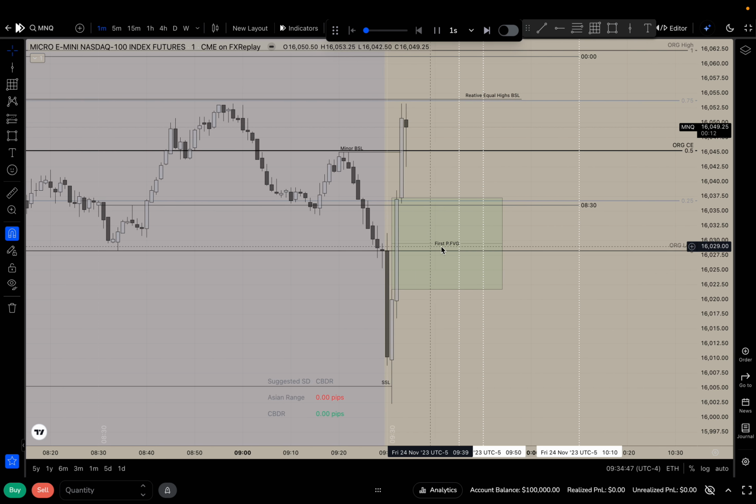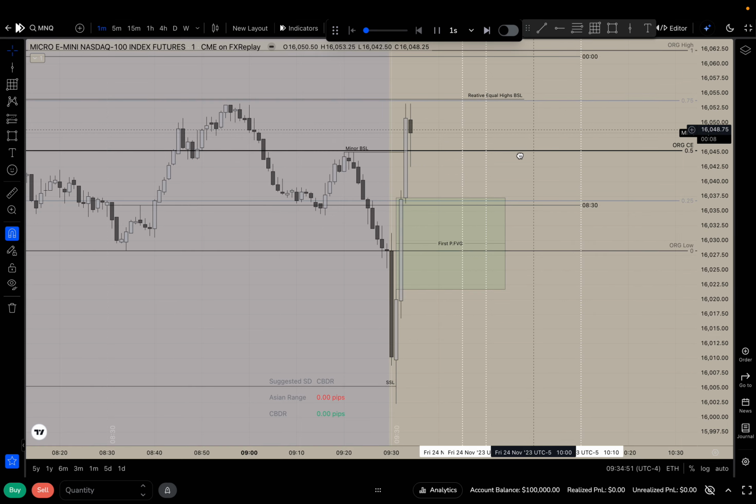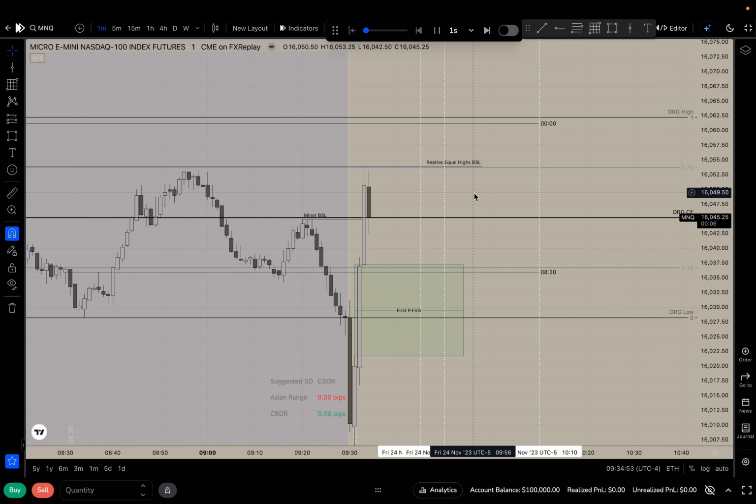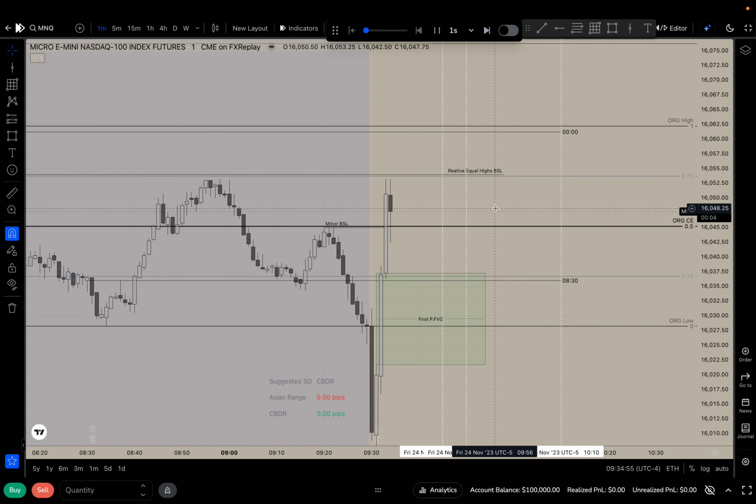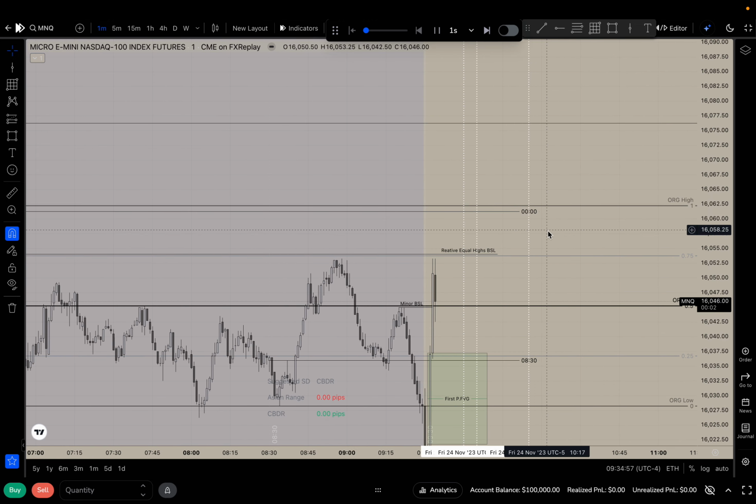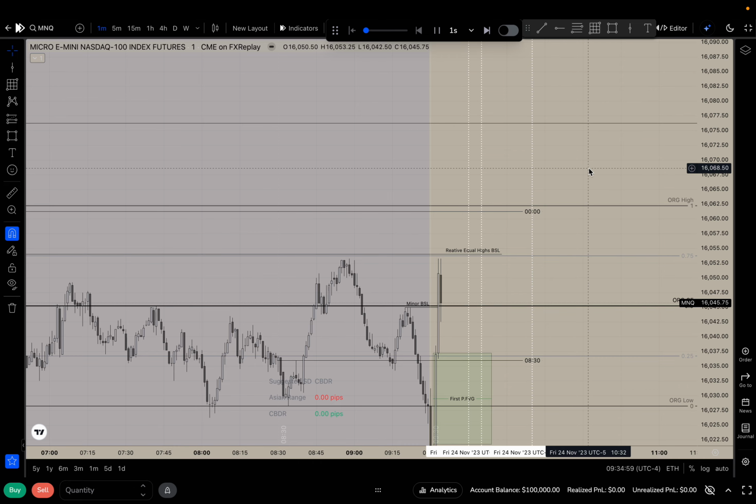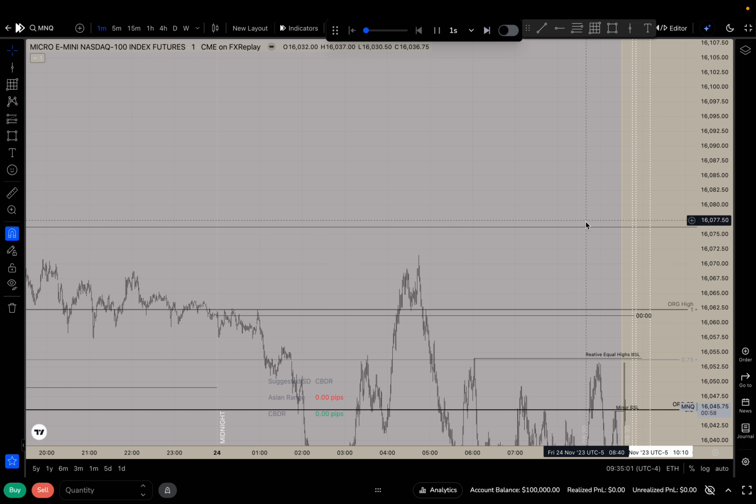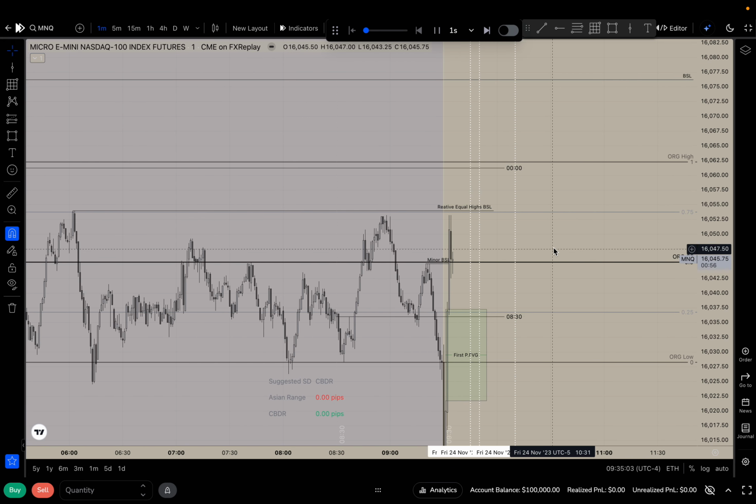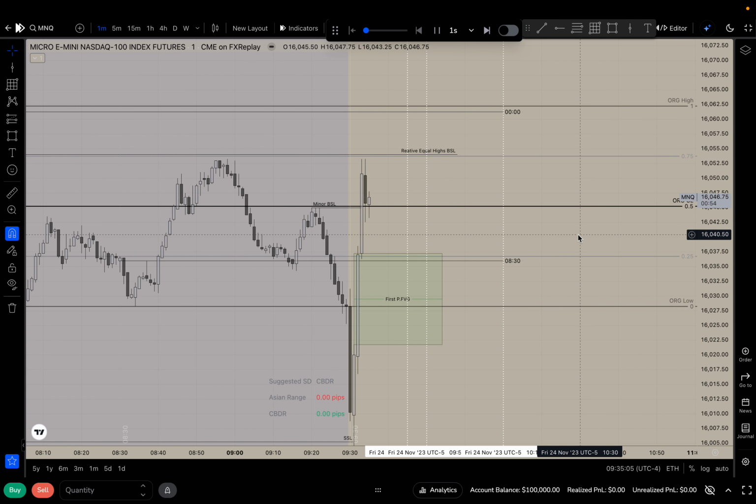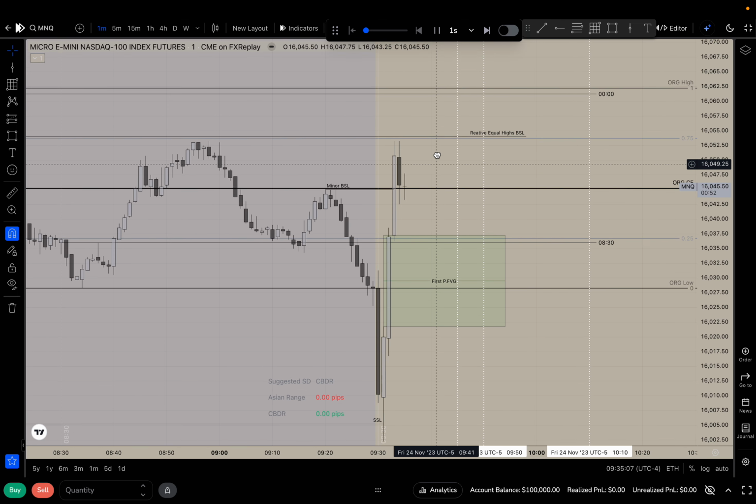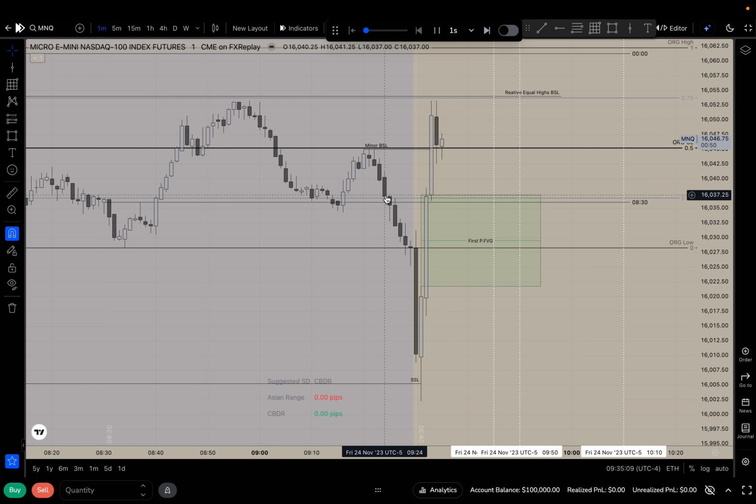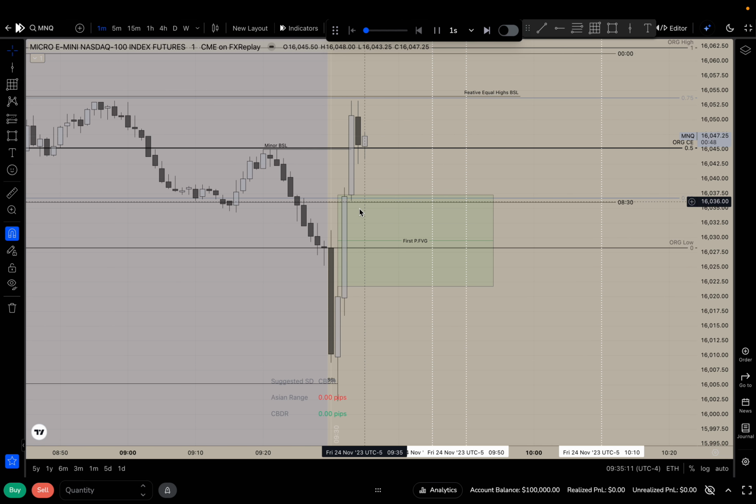If price comes down to this first presented fair value gap, I would be very interested in taking a long up to these relative equal highs for buy side liquidity and up to the opening range gap high and even this buy side liquidity. Really just depending on where price goes. But I would be very interested if it came down to this first presented fair value gap.